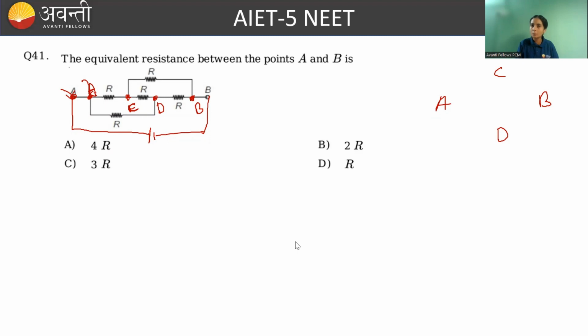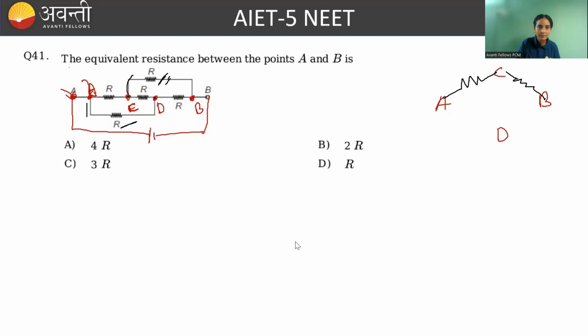So now start putting resistance between points. Between A and C, there is one resistor. Put it here. Between C and B, this resistor is there. So again, there is one resistor between A and D.